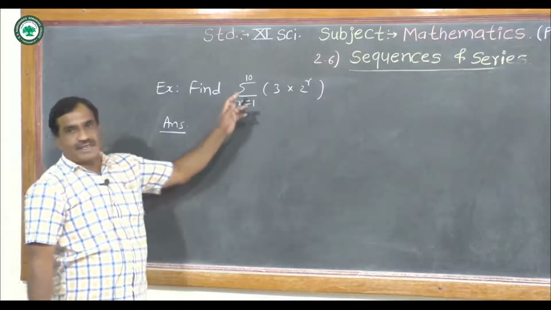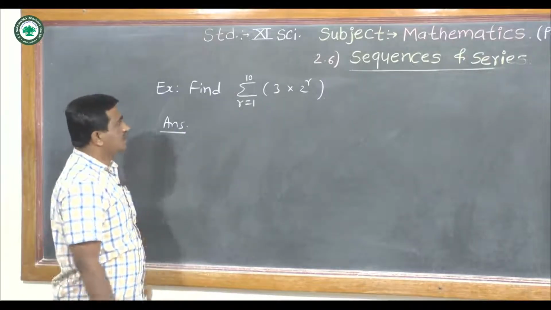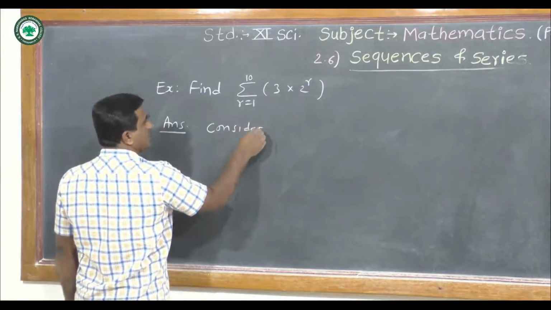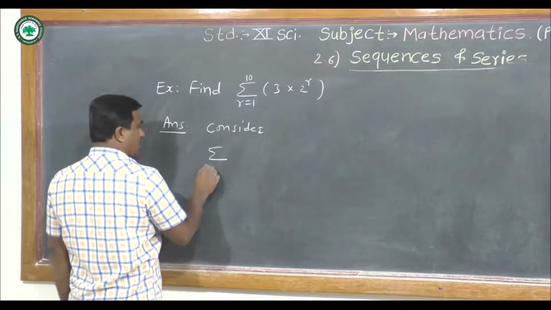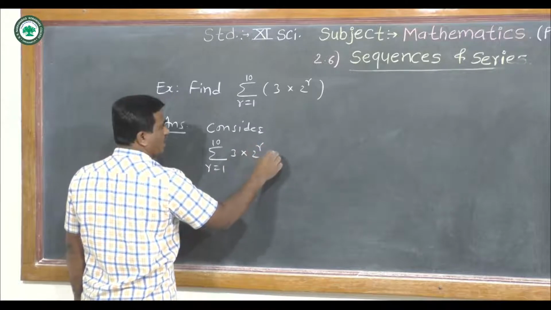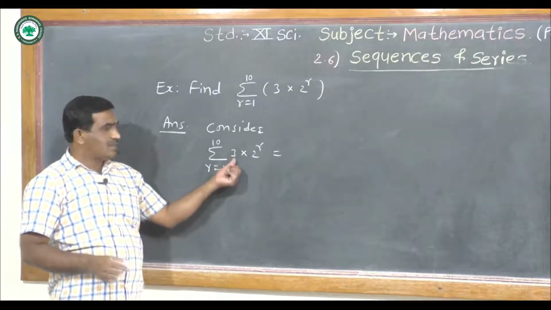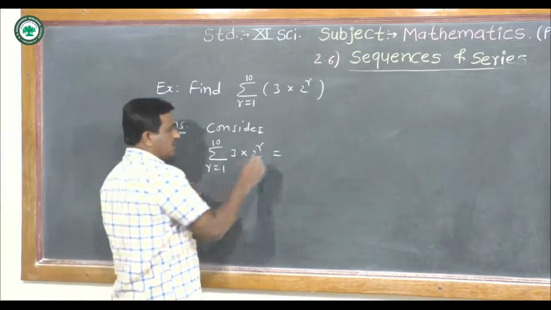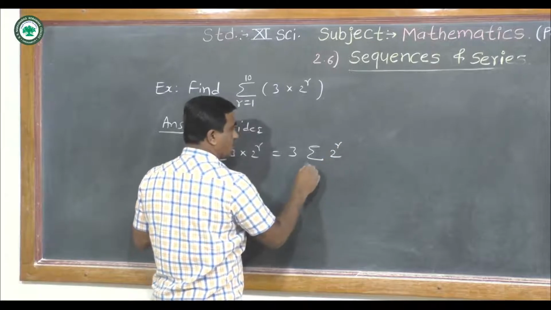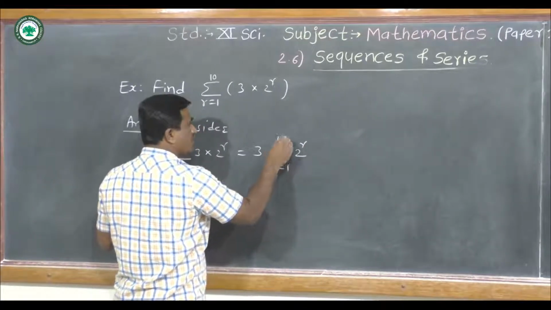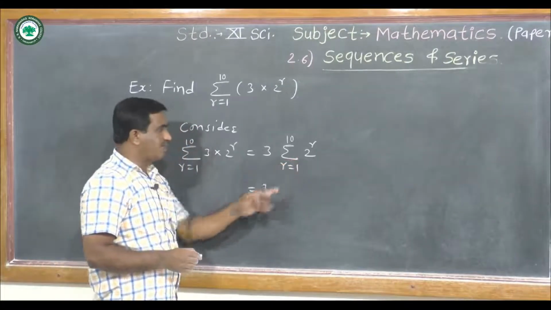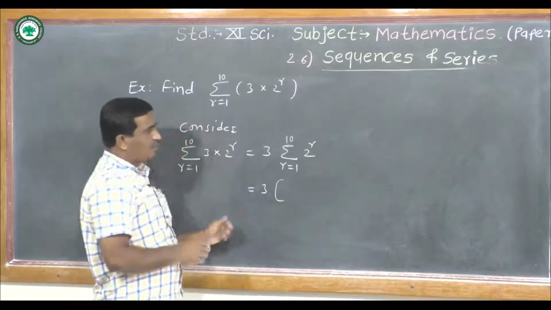Now here summation means again the sum of the first 10 terms. Now consider this as summation R goes from 1 to 10, 3 into 2 raised to R is equal to. Now this 3 is a constant term. We can take it outside the summation here. Therefore we can write 3 into summation of 2 raised to R, R goes from 1 to 10.